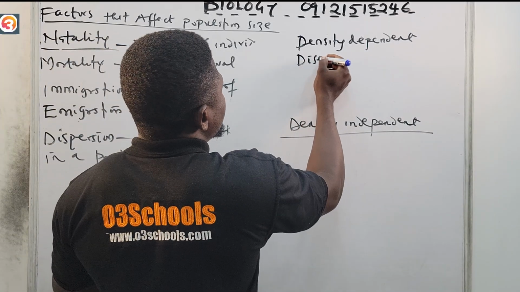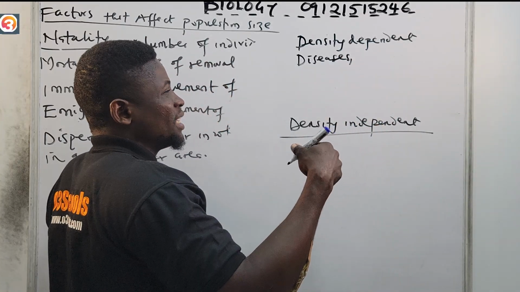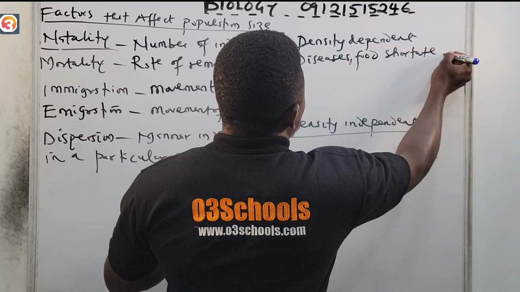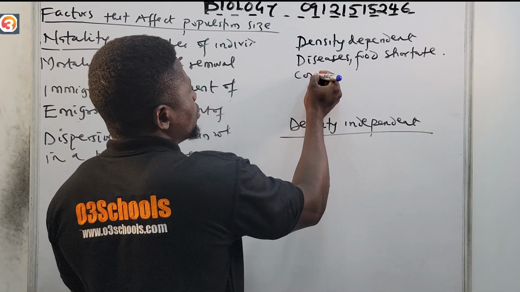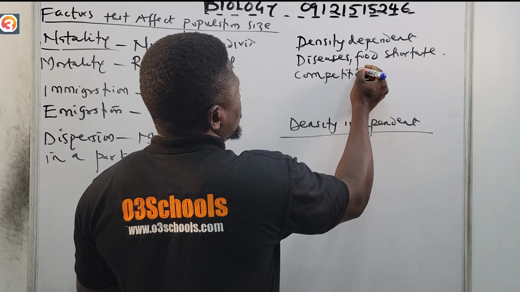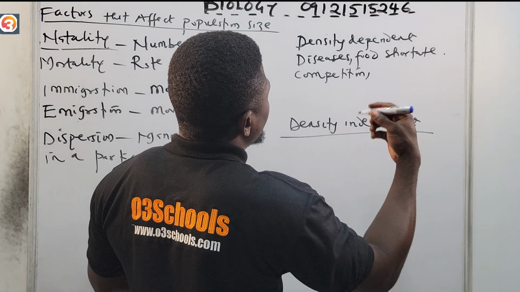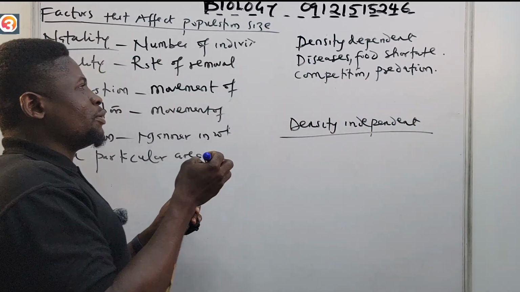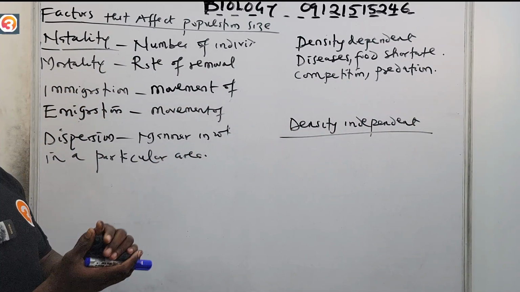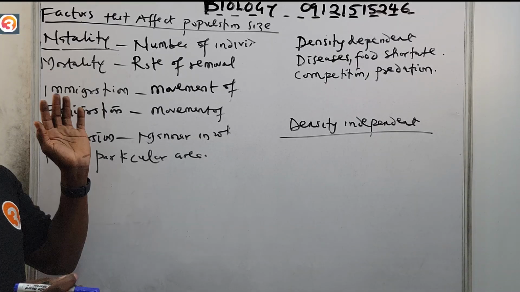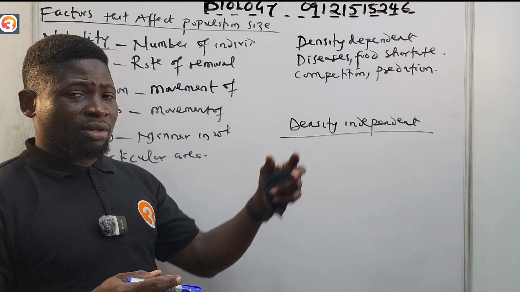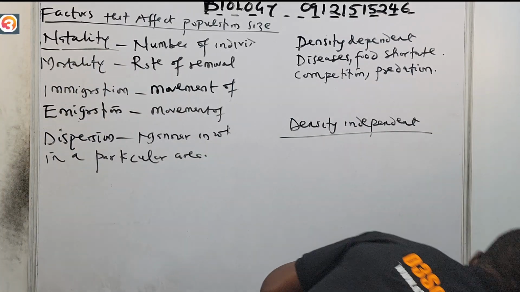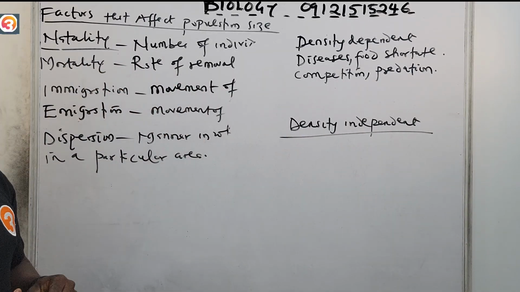Now the density dependent factors include diseases, food shortage, competition, and predation. I know what predation is now: a predator coming to kill organisms in a particular area.